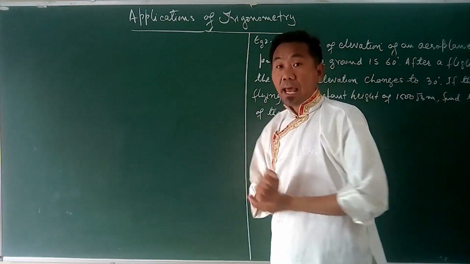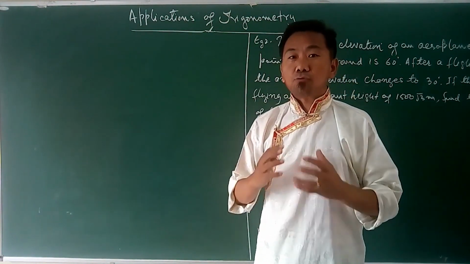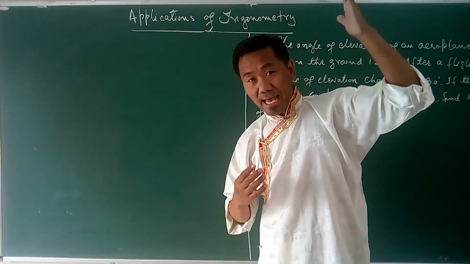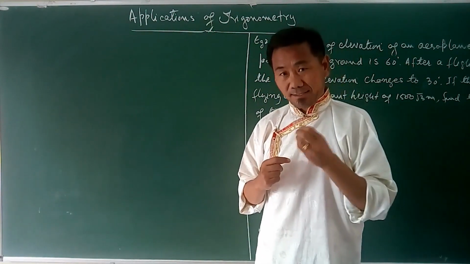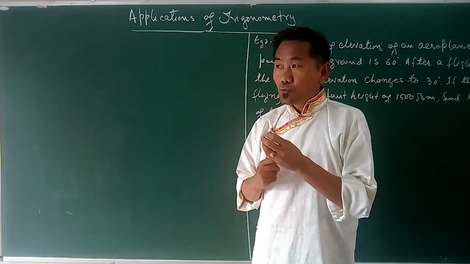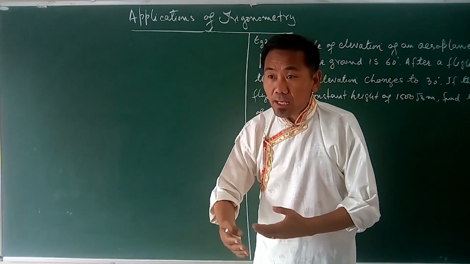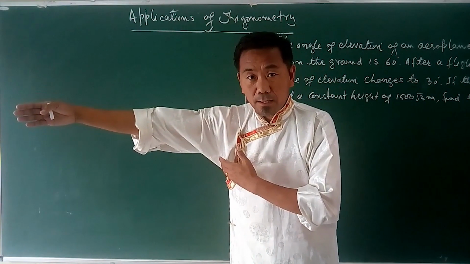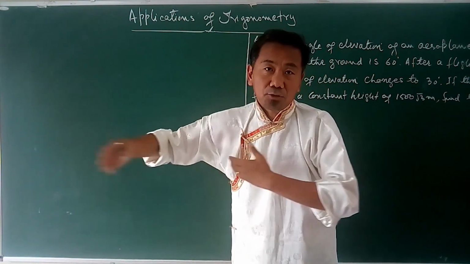Now here is an application. Applications of trigonometry means we are going to find the height and the distance. At the beginning of the chapter, as I said, we use trigonometric identities and their application to find height and distance.